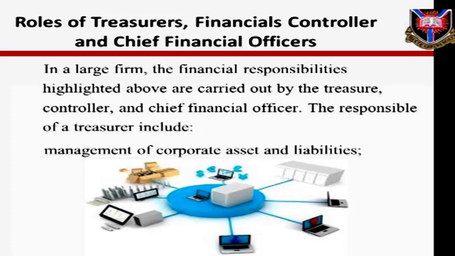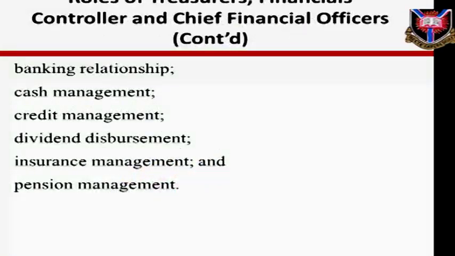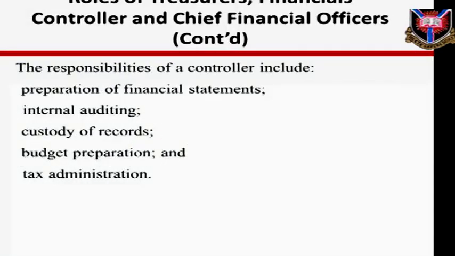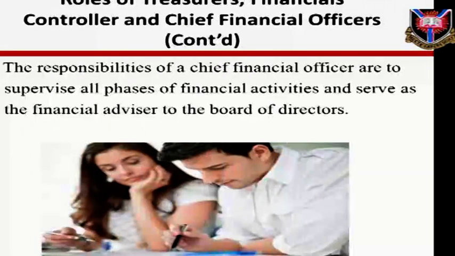In a large firm, the financial responsibilities highlighted above are carried out by the treasurer, controller, and chief financial officer. The responsibilities of a treasurer include management of corporate assets and liabilities, banking relationships, cash management, credit management, dividend disbursement, insurance management, and pension management. The responsibilities of a controller include preparation of financial statements, internal auditing, custody of records, budget preparation, and tax administration. The responsibilities of a chief financial officer are to supervise all phases of financial activities and serve as a financial advisor to the board of directors.